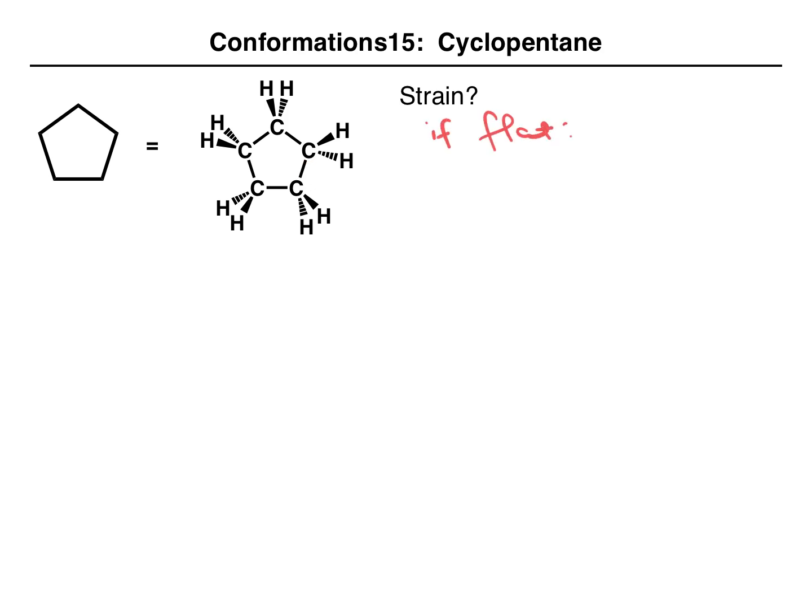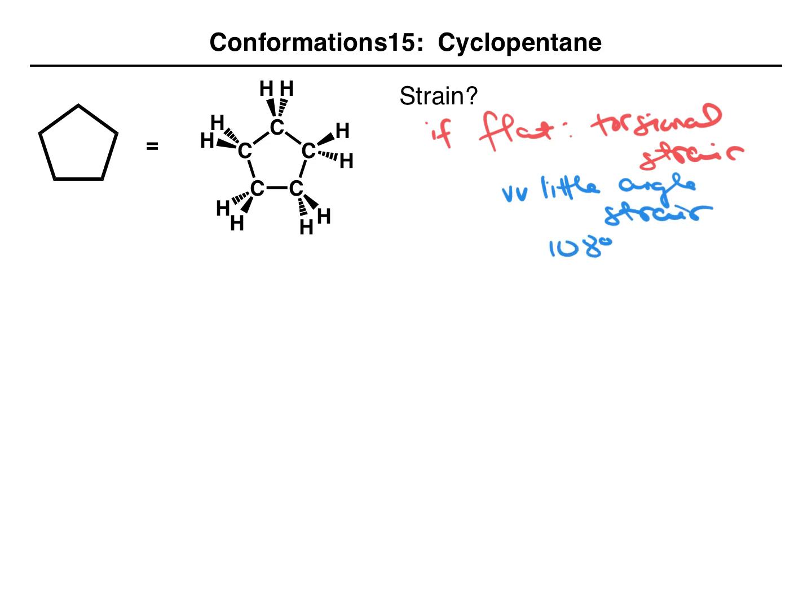If the ring was flat, then we would have significant torsional strain, because all of the front carbon-hydrogen bonds would be eclipsed on each other. All of the back carbon-hydrogen bonds would be eclipsed on each other as well. But if it was flat, there would be very, very little angle strain, because we are looking at a bond angle of 108 for a regular pentagon versus the ideal 109.5. But experimentally, it is known that cyclopentane is non-planar.